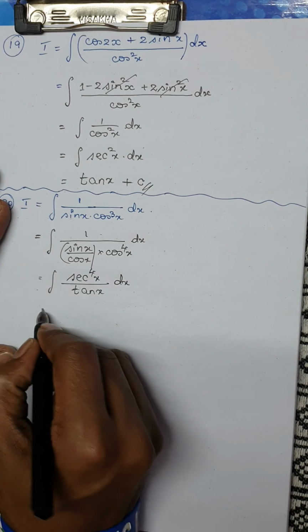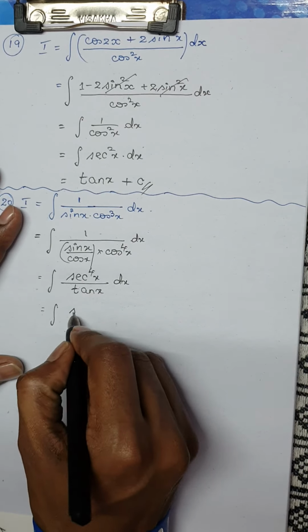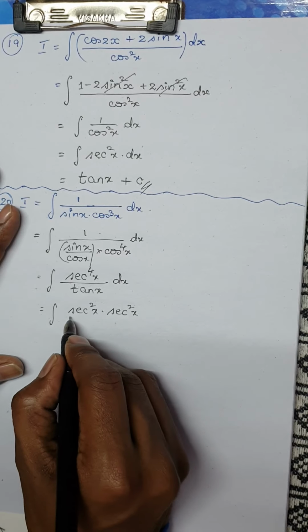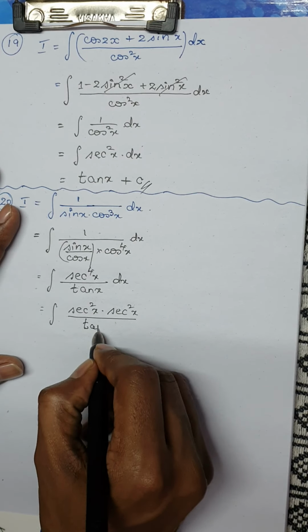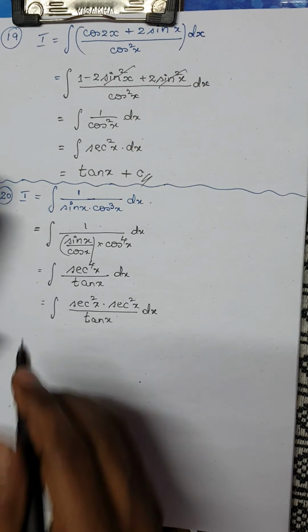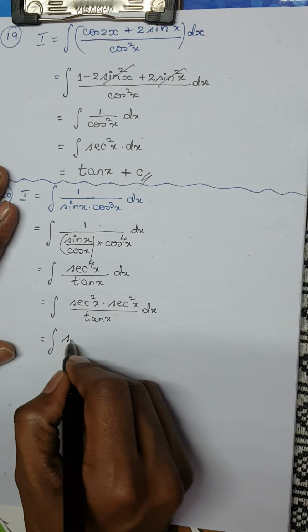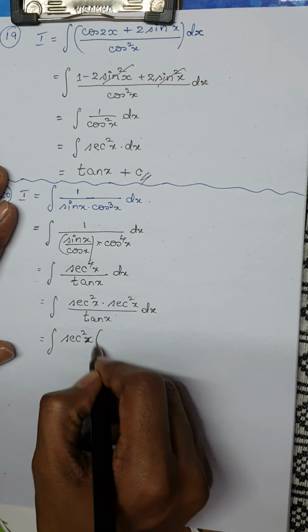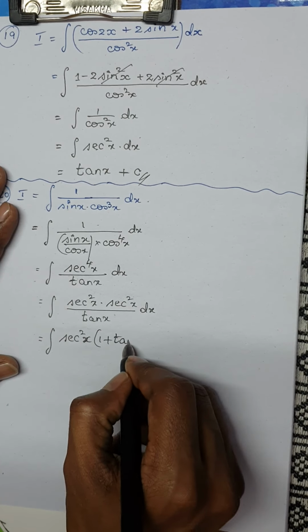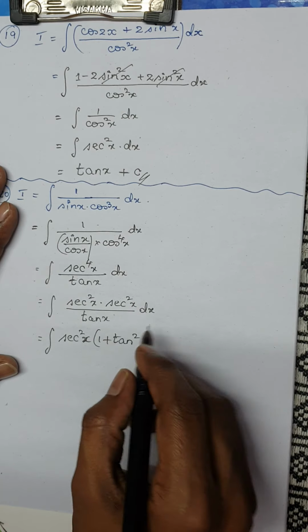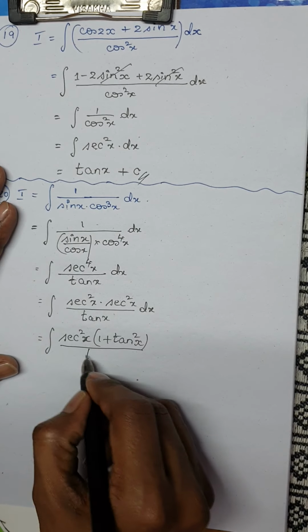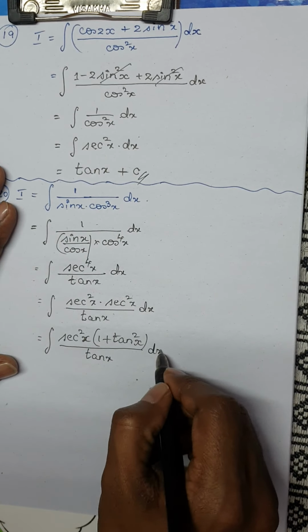So this is nothing but integral of, now secant power 4x, I'm going to split it as secant square x into secant square x, divided by tan x dx. See what happens here. This is nothing but integral of secant square x into this secant square. I'm going to write it as 1 plus tan square x, because we know 1 plus tan square theta is secant square theta. So I'm going to write this as 1 plus tan square x divided by tan x dx.